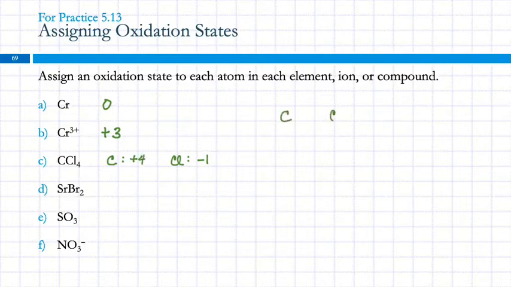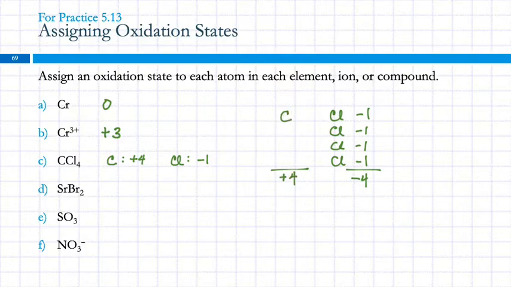Here I've got carbon and I've got 4 chlorines, and they each have a -1 oxidation state. That's a total of -4. And so this +4 oxidation state must be divided just 1. So that's just like ions, even though it isn't ions.